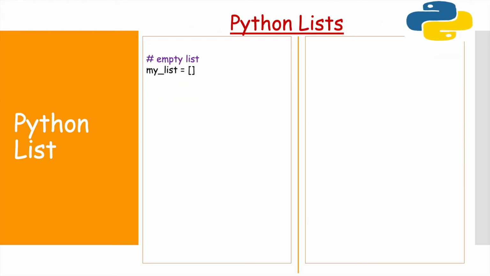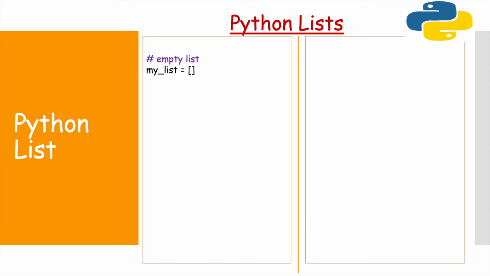So now we are going to see the Python list. Python offers a range of compound data types, often referred to as sequences. List is one of the most frequently used and very versatile data types in Python. In Python programming, a list is created by placing all the items or elements inside square brackets that are separated by commas.